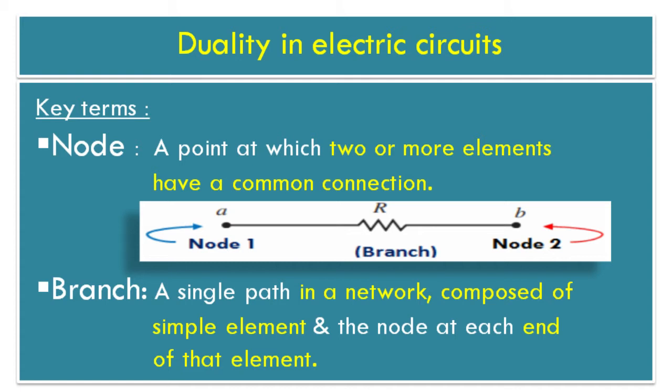Now, study some important key terms. First key term, node statement: a point at which two or more elements have a common connection. Refer to the diagram. It has two nodes, node 1 and node 2, connected by an element, that is resistance. Second key term, branch statement: a single path in a network composed of a simple element and a node at each end of that element. In the diagram, the resistance between node 1 and node 2 forms a branch.